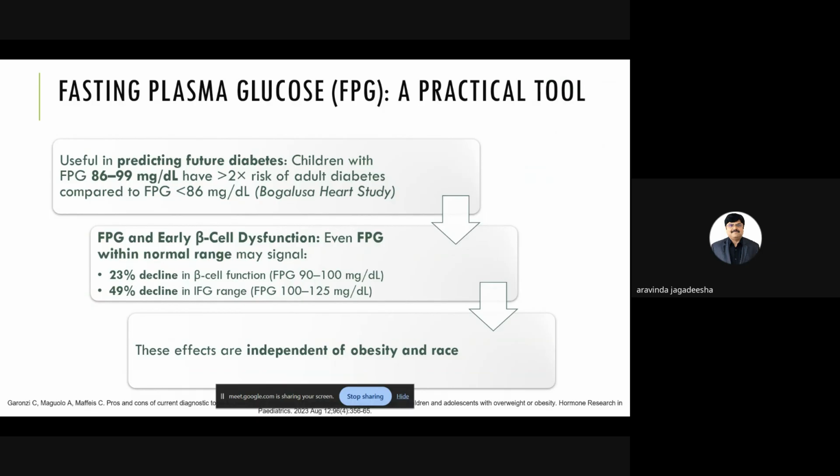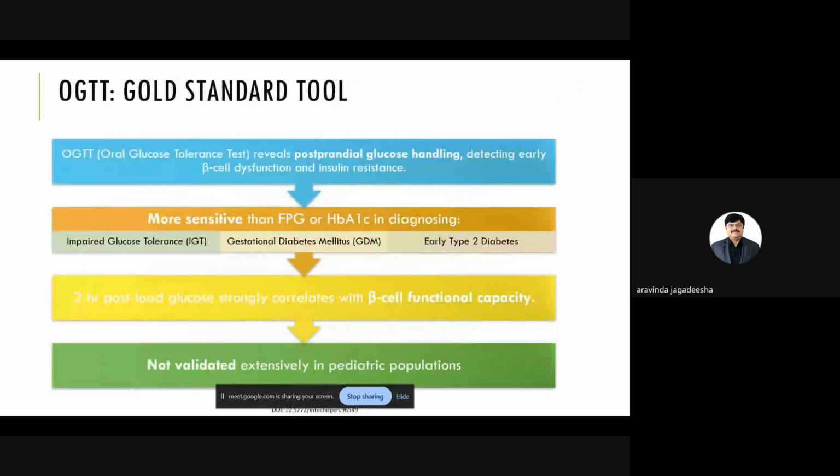Next point, FPG and early beta cell dysfunction. Even FPG within the normal range may signal a 23% decline in beta cell function, and 49% decline in the impaired fasting range. So these effects are independent of obesity and race.